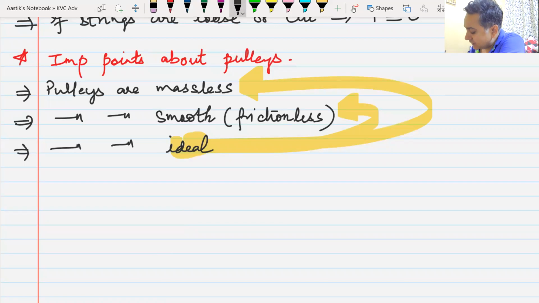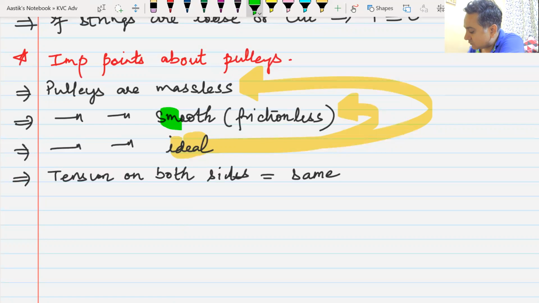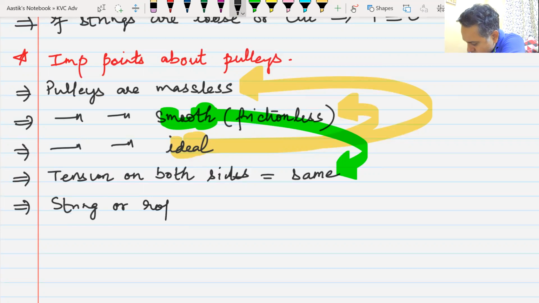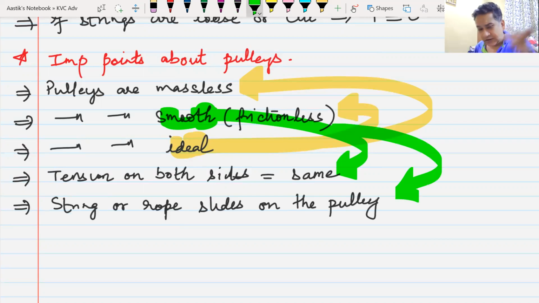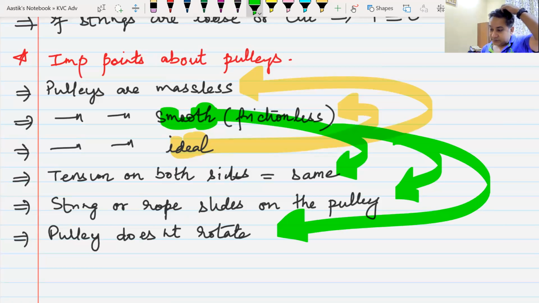Now, pulleys are frictionless, therefore tension on both sides of the pulley will remain same. Why does this happen? Because the pulleys are frictionless, the string or rope slides on the pulley. Do we understand this? Will just slide on the pulley. Why does this happen? Because they are frictionless. The pulley cannot rotate. Pulley doesn't rotate. Why does this happen? Same thing. There is no friction. The rope will just slide.